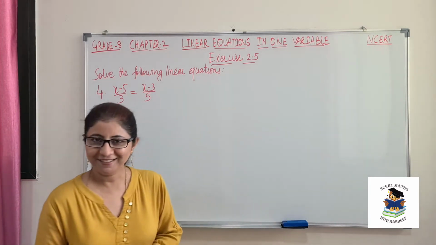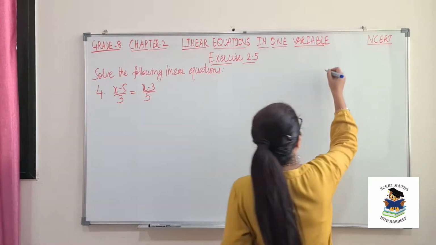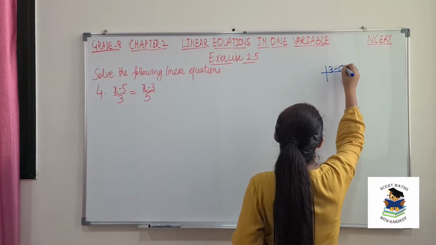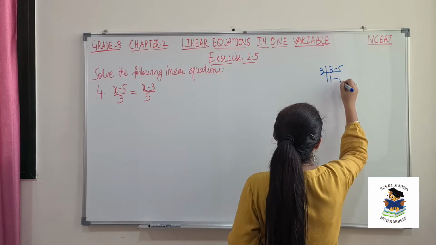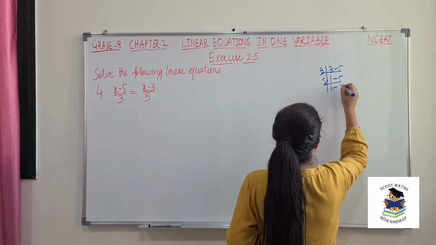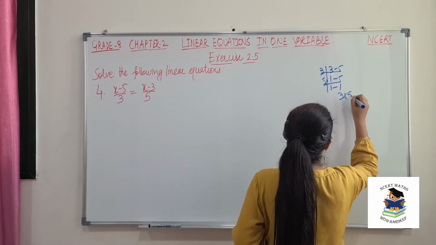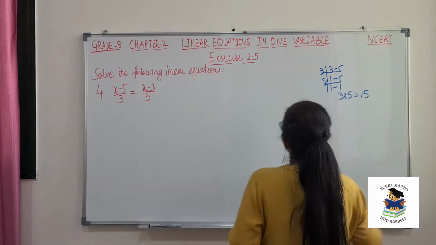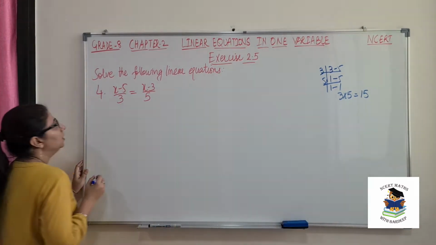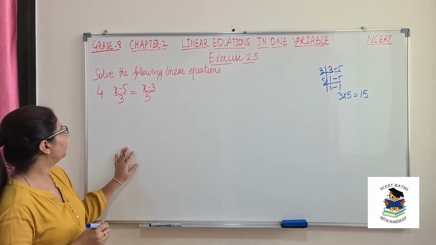How? By taking LCM. So LCM of 3 and 5 will be 15 because both are prime numbers. So we have to multiply them together. So 3 into 5 is equal to 15. So again one more important point here.